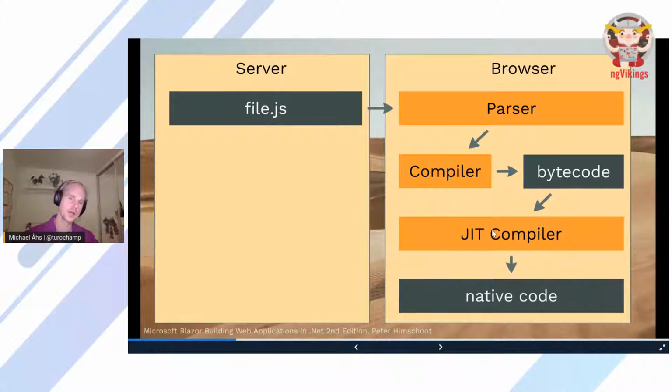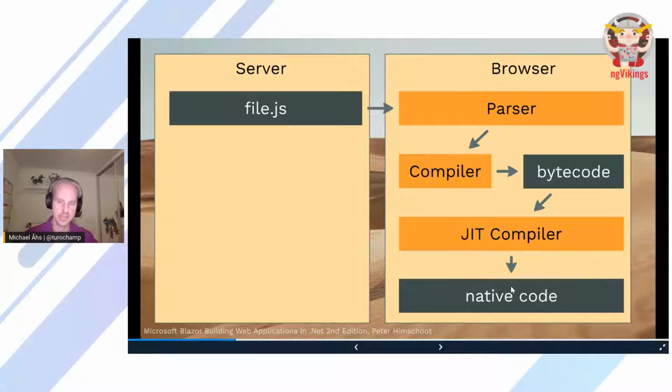Let's compare to JavaScript. Because if we want to run JavaScript in the browser, we need to send the JavaScript file to the browser. And there it gets parsed, it gets compiled. Now we have bytecode, which goes into the just-in-time compiler, which is really optimized to running this really quickly.